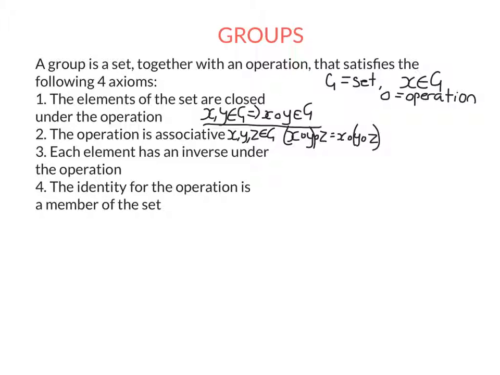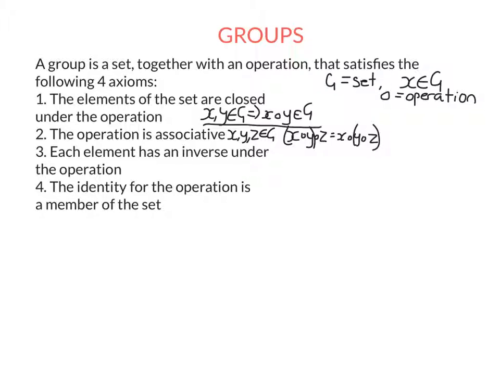Now, please understand, associative is not the same as commutative. Associative is not saying that the order doesn't matter. It's about being able to group elements together when you're performing the operation on many of them. There's no requirement for a group operation to be commutative.